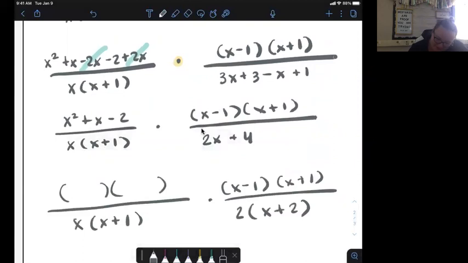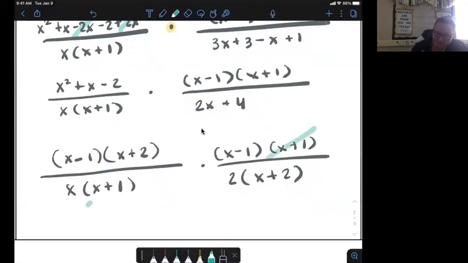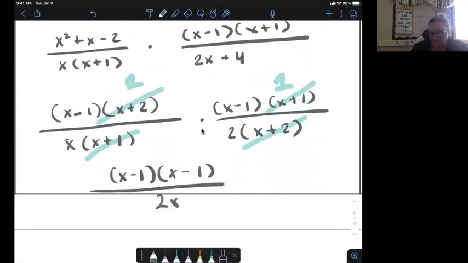All right, so (x plus 2)(x minus 1): x times x would get us x squared, 2 times negative 1 will get us negative 2, and a positive 2 and a negative 1 will get us a positive 1x in the middle. All right, check it out. x plus 1 divided by x plus 1 is 1. x plus 2 divided by x plus 2 is 1. So what we're left with is (x minus 1) times (x minus 1) all over 2 times x, or 2x.